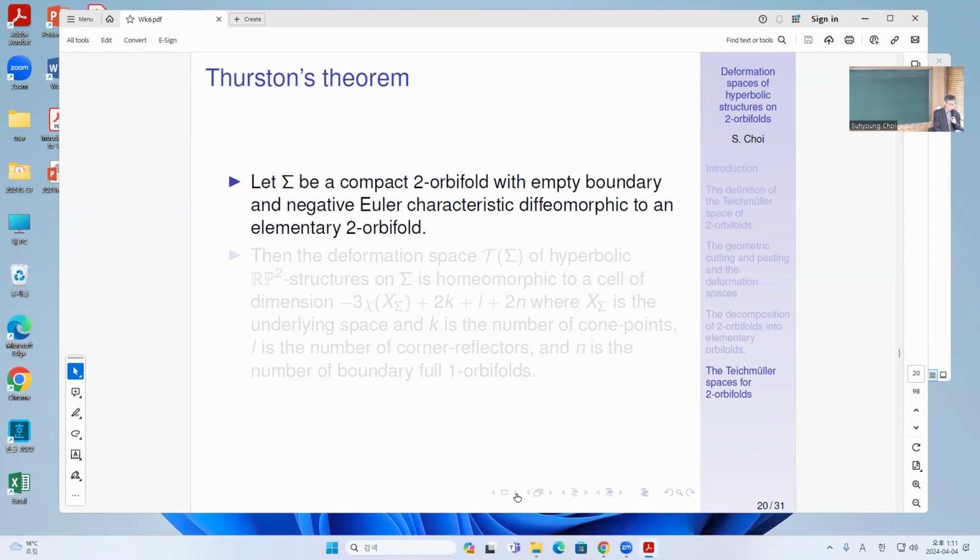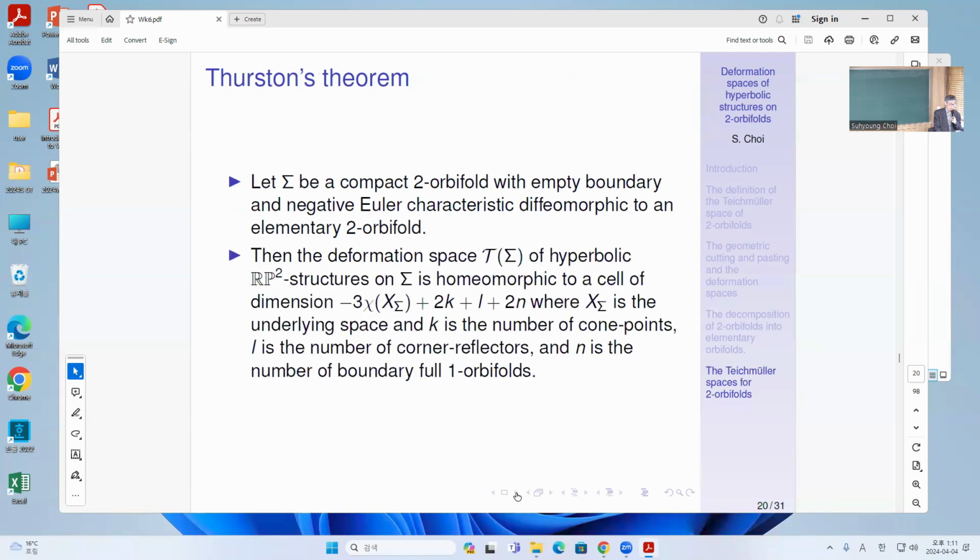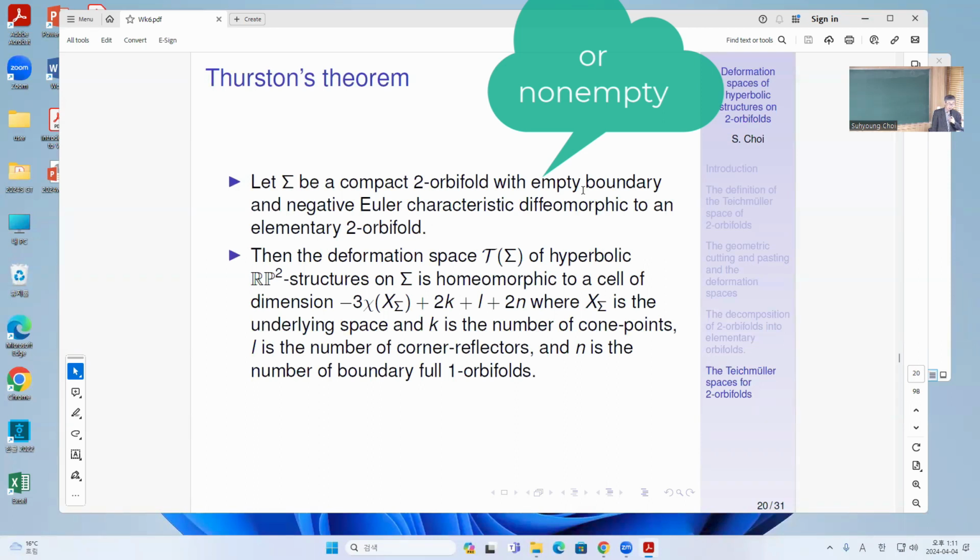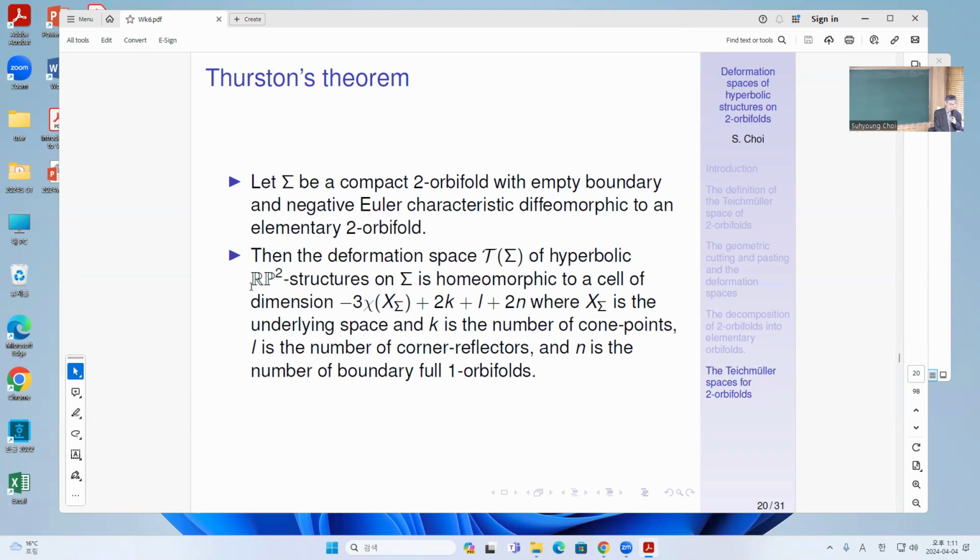So the Thurston theorem is that sigma is a compact orbifold with empty or boundary, with negative Euler characteristic, decomposed into elementary orbifolds. The boundary may not be empty, so it could be non-empty, right? Then the deformation space of a hyperbolic RP2 structure. So this is not necessary. You don't need this RP2, you can drop this.